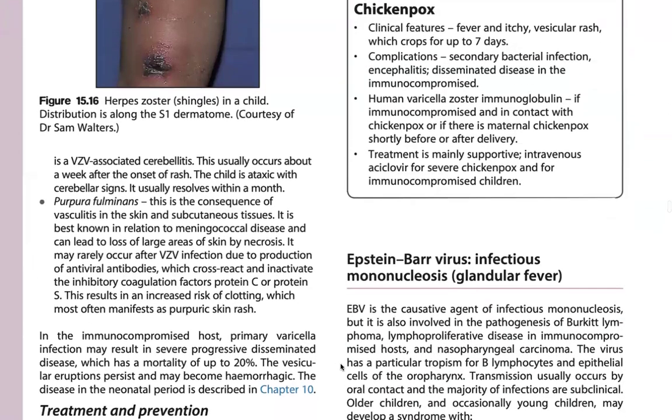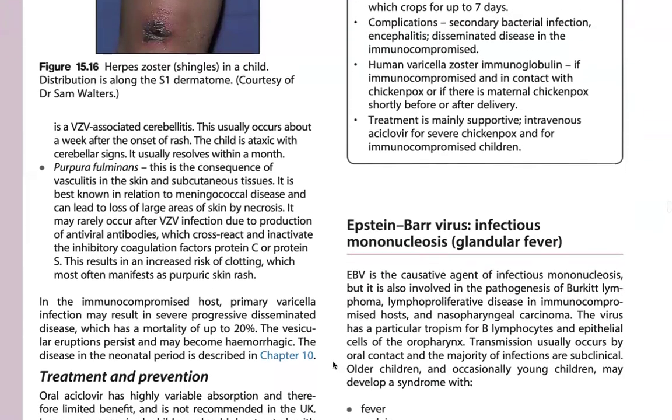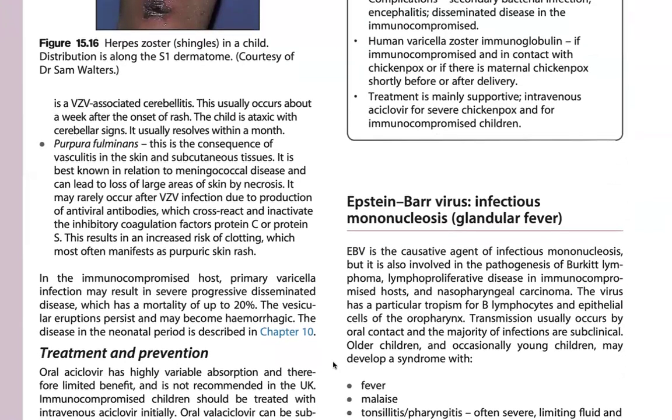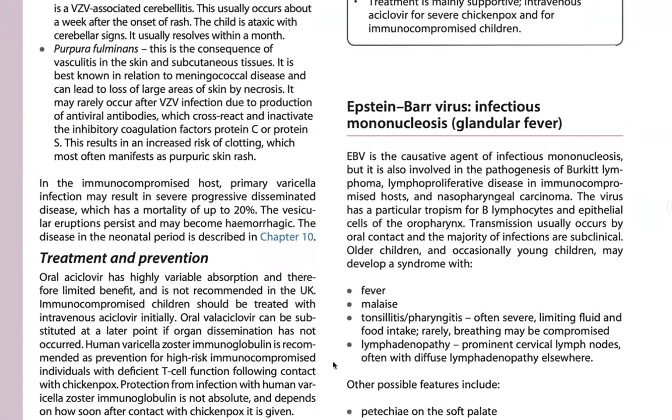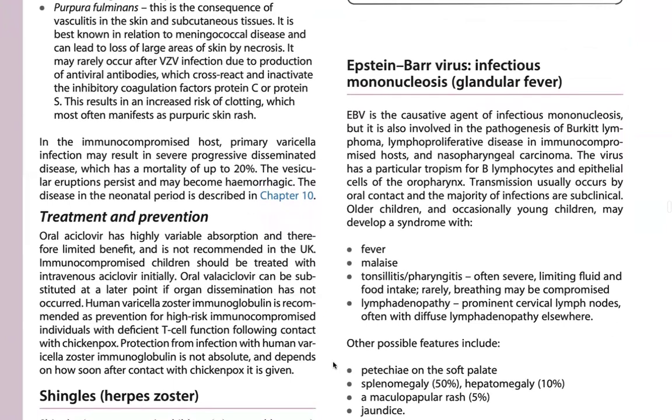And the next one is EBV infection, or infectious mononucleosis, glandular fever. EBV is a causative agent of infectious mononucleosis, but it also is involved in the pathogenesis of lymphoma, lymphoproliferative disease in the immunocompromised host, and nasopharyngeal carcinoma. The virus has a particular tropism for B lymphocytes and epithelial cells of the oropharynx. Transmission usually occurs by oral contact. The majority of infections are subclinical.